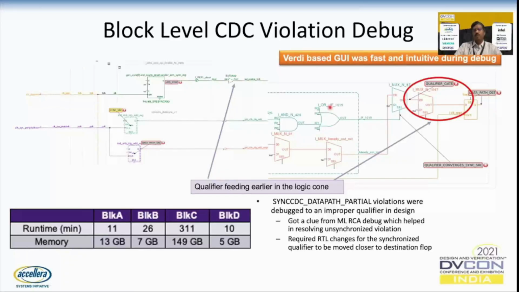The Verdi-based GUI, which is part of the VC Spyglass, was fast and intuitive for us to debug quickly. Runtime for all these blocks were reasonable. Even for our bigger block, the block C, it was around 6 hours. Even the memory footprint was very manageable. For the bigger block also, it was around 150 GB.